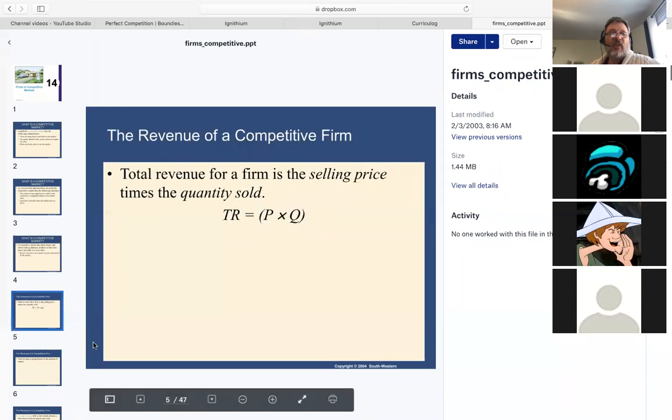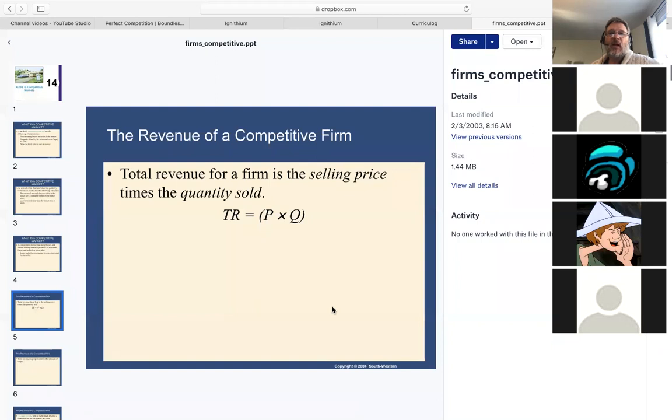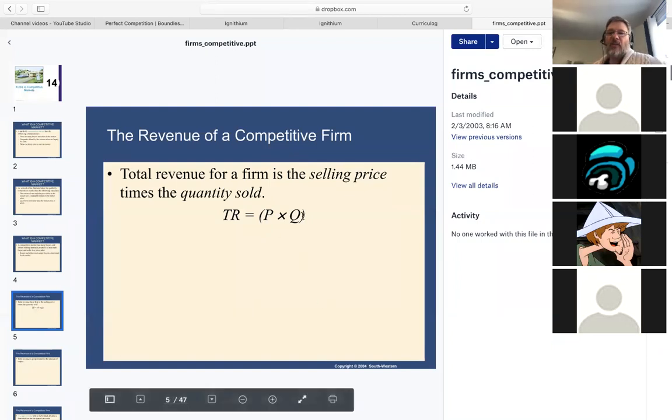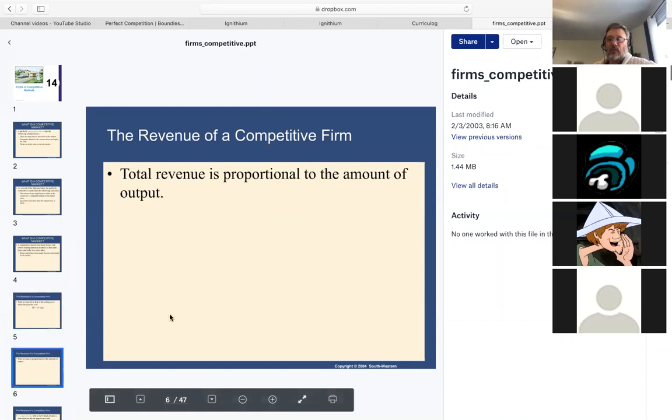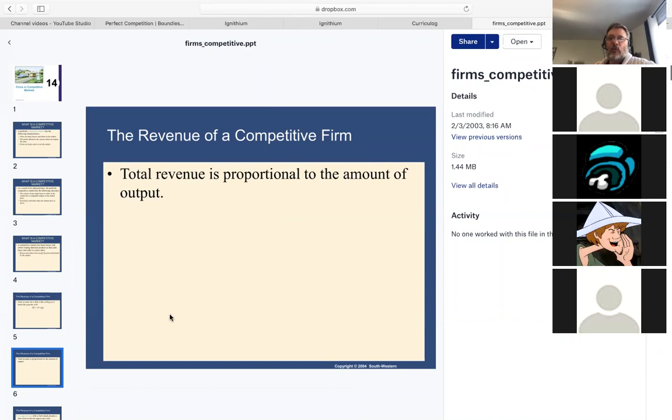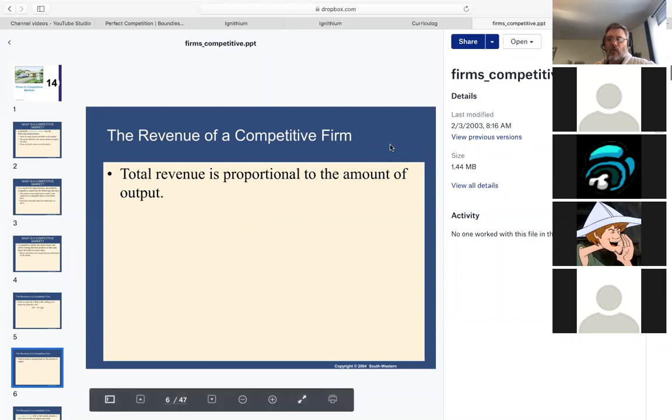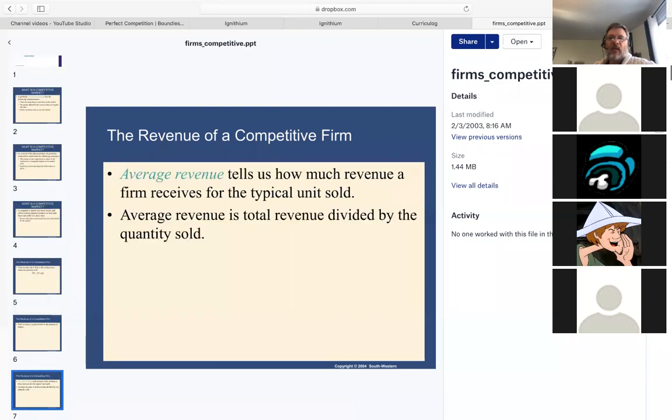So we talked about a lot of these things, so I'm going to talk about them pretty quickly. Remember that total revenue is this formula of the price of the product times the quantity that the seller sells, and so total revenue is going to be proportional to output. If the price is fixed at the market price, the more you sell, the more revenue you generate.